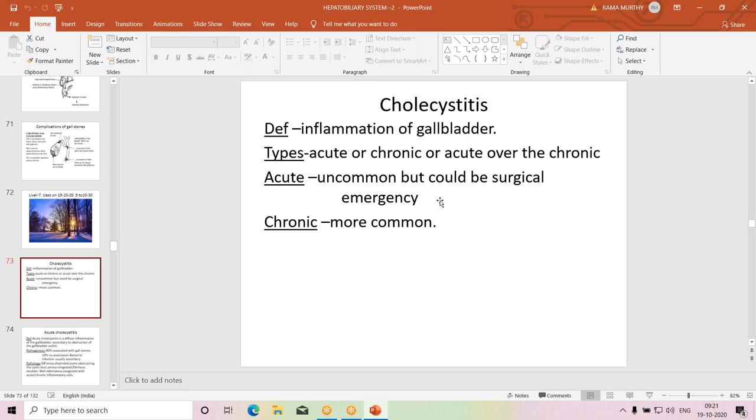So acute cholecystitis is uncommon. It may be mild and may resolve, but sometimes it may persist with systemic symptoms like fever, high grade fever, nausea, vomiting, pain in the right hypochondrium and other things, and it could be a surgical emergency. So unless the gallbladder is removed, there may be some complications. So acute is less common compared to chronic cholecystitis. So we will first discuss acute cholecystitis.